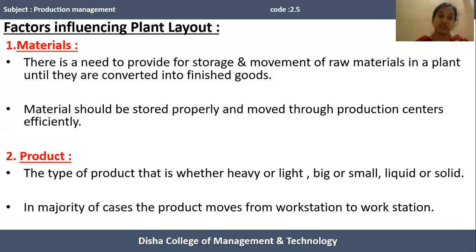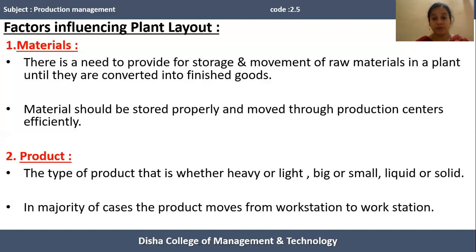After that, he has to consider another factor for designing the layout of the plant, that is product. Product also has influence on plant layout. So the production manager has to identify the type of product the plant manufactures. What type of product does the firm generally produce? He has to identify whether the firm produces heavy or lightweight products, big or small products, or liquid or solid type of product.